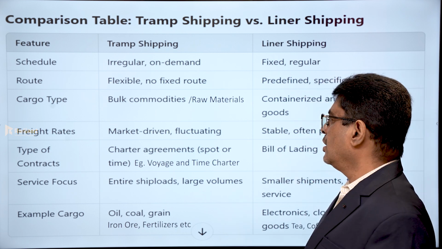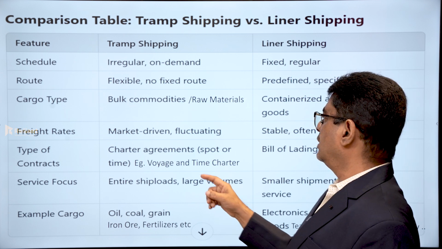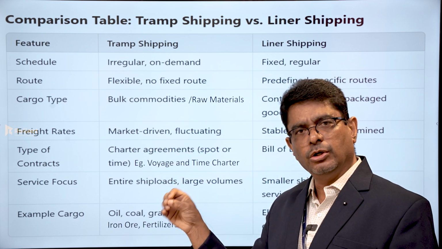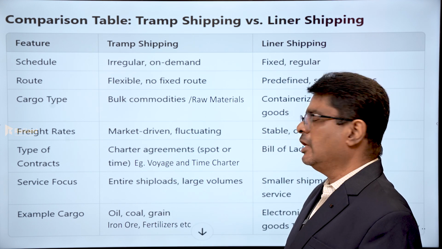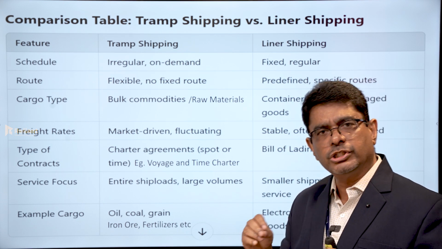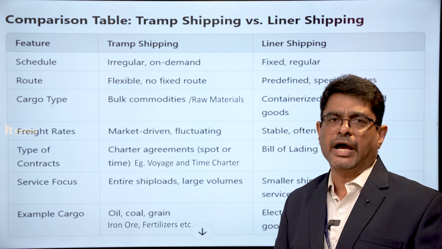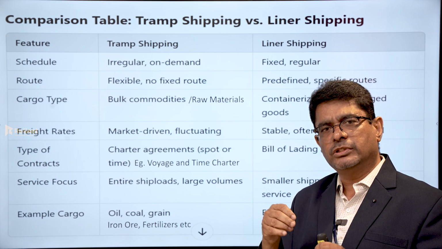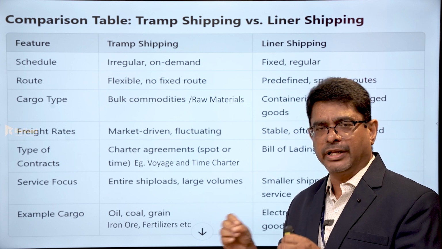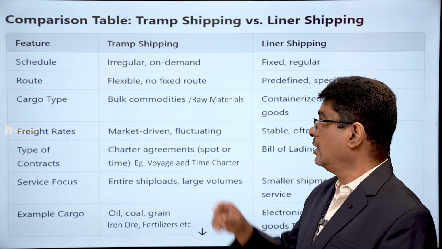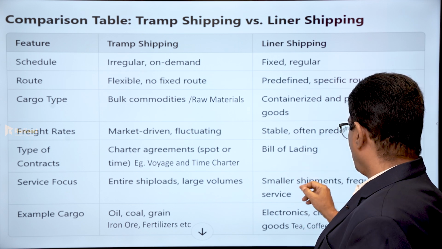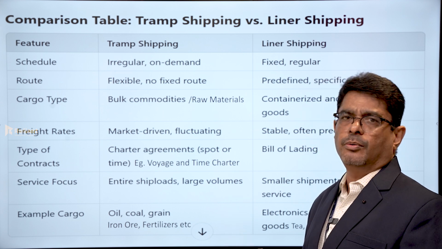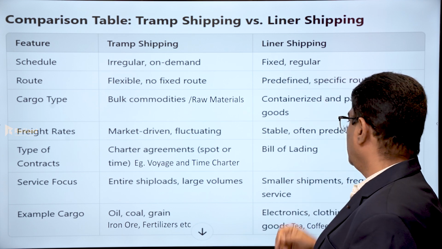And the service, in the case of tramp shipping, the ships load the entire cargo because a single commodity is loaded. Large volumes are loaded. If the ship loads iron ore, the whole ship will be loaded with iron ore. You cannot mix and load. You cannot have a tramp ship with part coal and grain. It doesn't work that way. But in the case of liner shipping, smaller shipments, smaller parcels, different types of cargo to different ports are used in liner shipping.